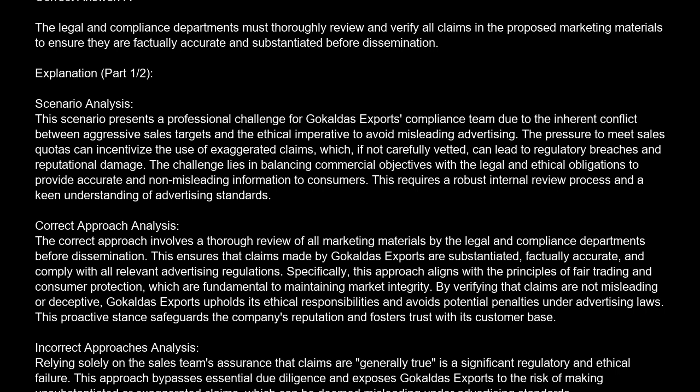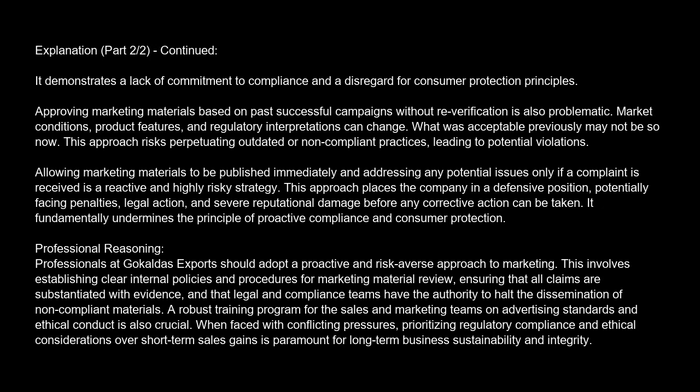Incorrect approaches analysis. Relying solely on the sales team's assurance that claims are generally true is a significant regulatory and ethical failure. This approach bypasses essential due diligence and exposes Gokaldas Exports to the risk of making unsubstantiated or exaggerated claims, which can be deemed misleading under advertising standards. It demonstrates a lack of commitment to compliance and a disregard for consumer protection principles.